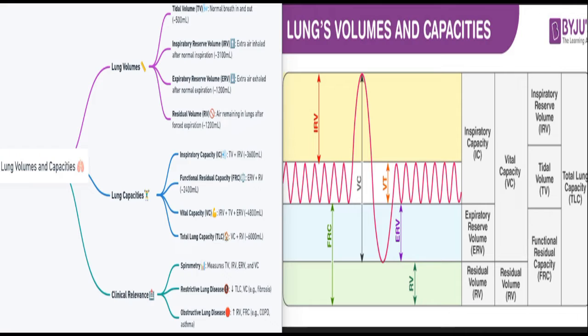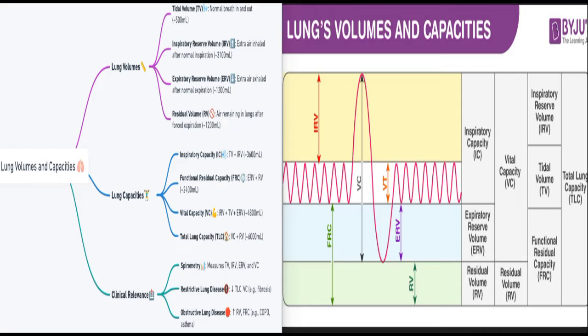And the lung capacities: a capacity refers to measurements which comprise more than one volume, so two or more. And there are four lung capacities, like I talked about: the total lung capacity, vital capacity, inspiratory capacity, and functional residual capacity.